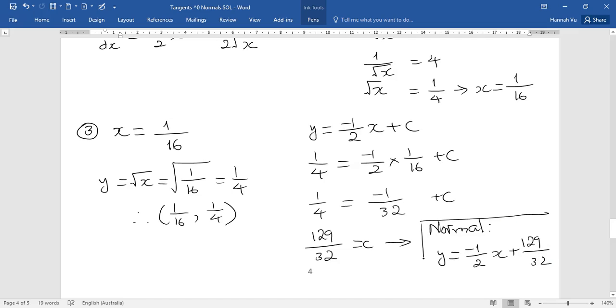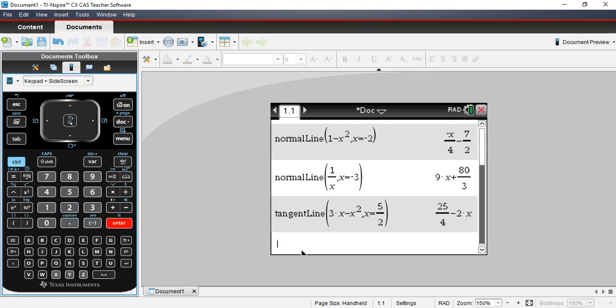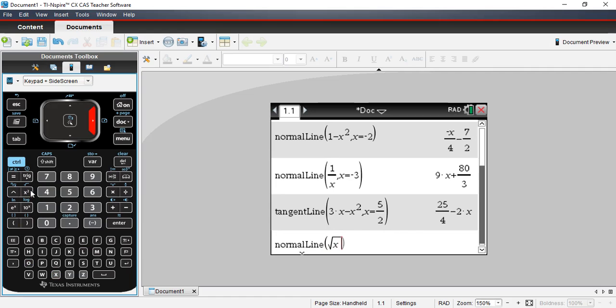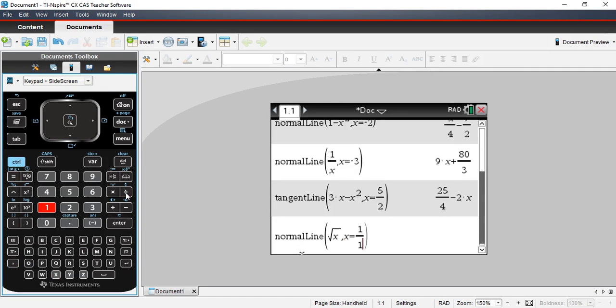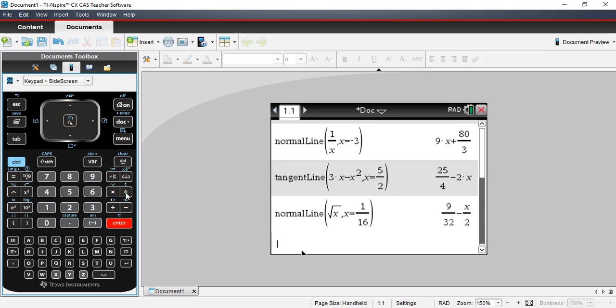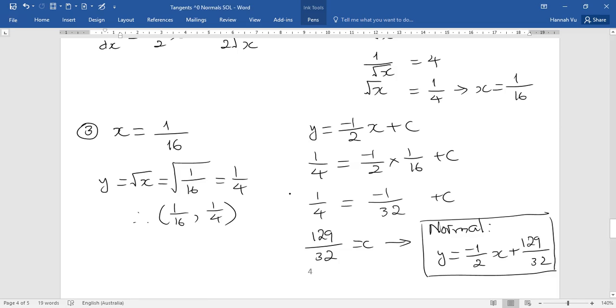Let's hope I haven't made an arithmetic error. So I'm just going to find the normal at the point x equals 1 over 16 of this curve to see whether I get the same answer. So, normal line. The curve is square root of x, and the point we're looking at is 1 over 16. So 9, well, it is 9 over 32. What did I do here? Oh my god, I'm such an idiot. 9 was correct. Okay, this is what happens when you overthink things.